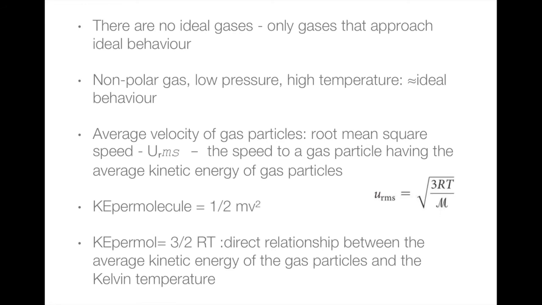Now these root mean square speeds are very, very high. Hydrogen gas, for instance, at 20 degrees Celsius has a value of approximately 2000 meters per second. That's a very, very high speed. Now postulate 5, you remember what it says? That the average kinetic energy of the gas is proportional to the Kelvin temperature.